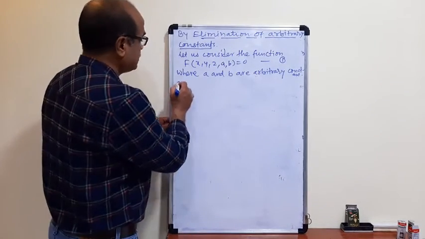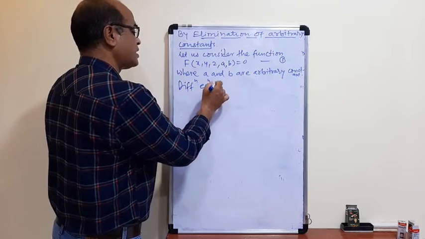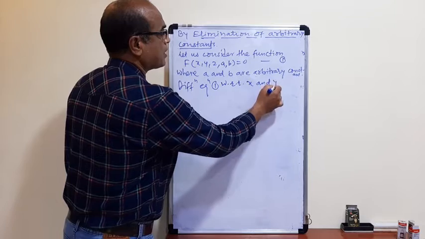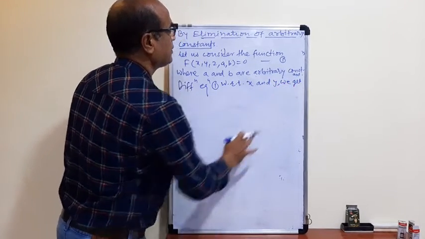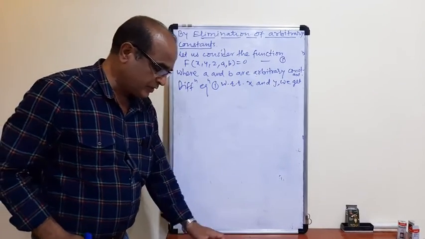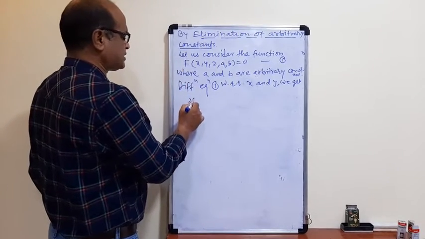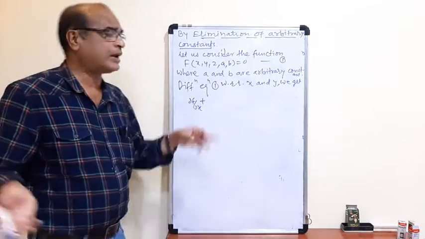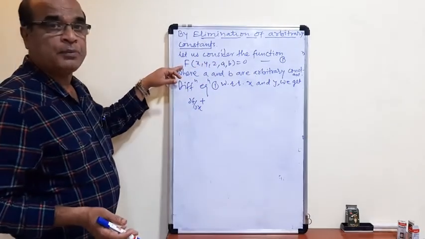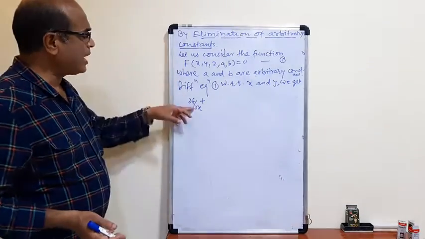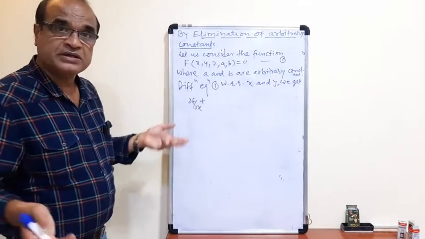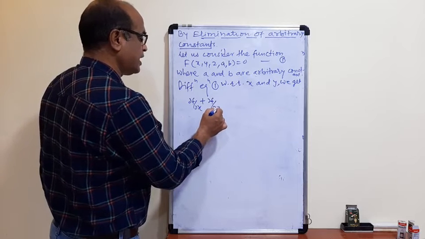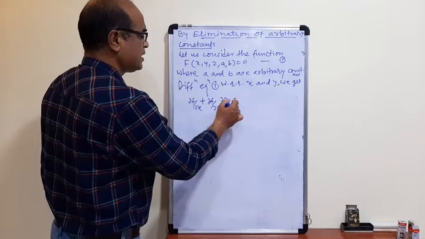So differentiating equation 1 with respect to x and y, we get the following. First, with respect to x: ∂f/∂x, keeping y constant, but z is not constant, z is a dependent variable depending on x and y. So we get ∂f/∂x plus ∂f/∂z into ∂z/∂x is equal to 0.